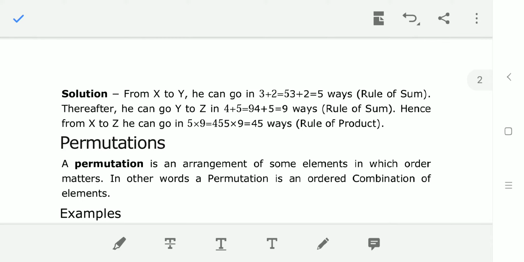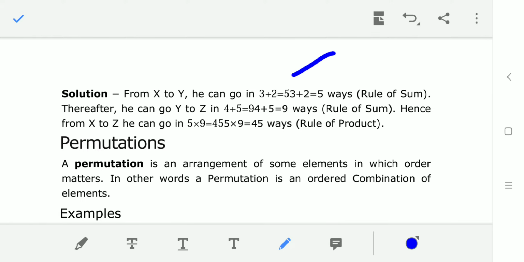Now see the solution. From X to Y, he can go in 3 plus 2 is equal to 5 ways. This is the rule of sum. Similarly, he can go Y to Z in 4 plus 5 ways, total 9 ways. This is the rule of sum also. Hence, from X to Z, he can go in 5 into 9, that is 45 ways. Rule of product. This was our counting.